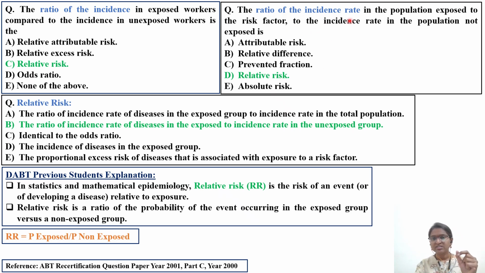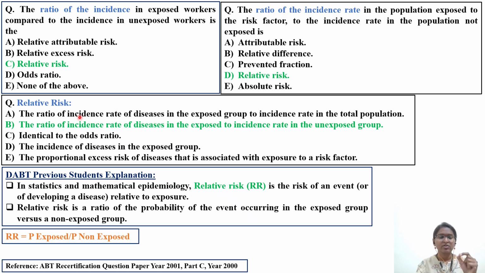Okay, let's see the second question, similar to the first. The ratio of incidence rate in the population exposed to the risk factor to the incidence rate in the population not exposed. So basically the incidence rate ratio is nothing but relative risk, and the formula is population exposed by population non-exposed. This statement is applicable to the relative risk definition. In this video we'll also understand what attributable risk is and what absolute risk is, and we'll discuss them in the upcoming slides.